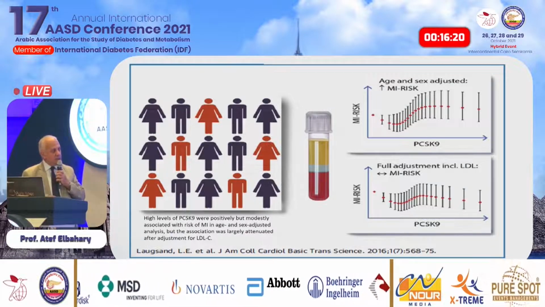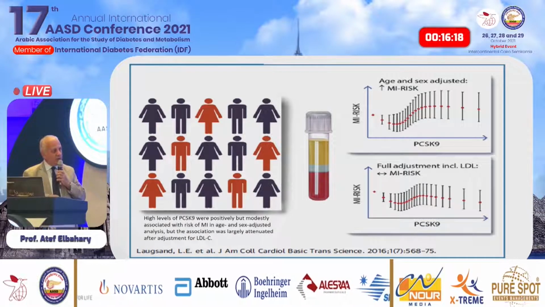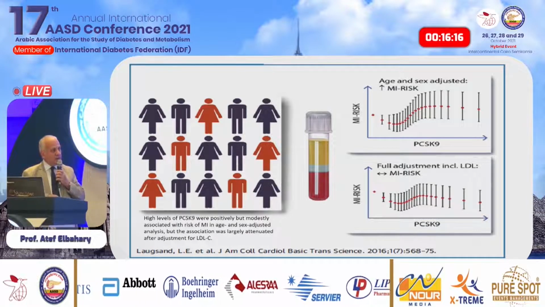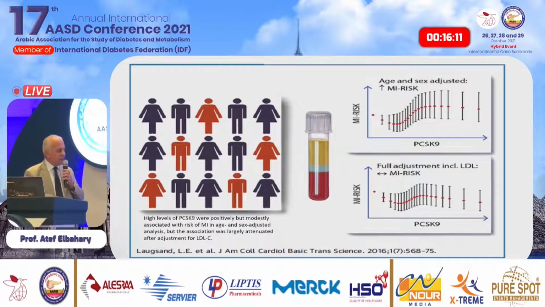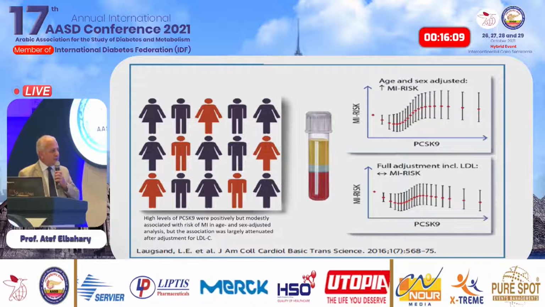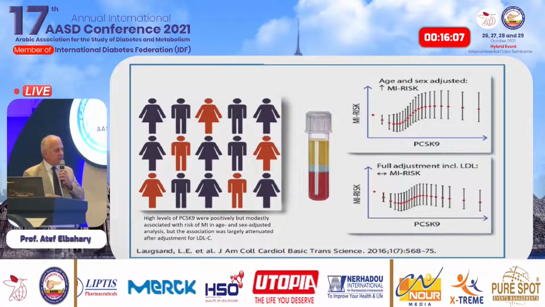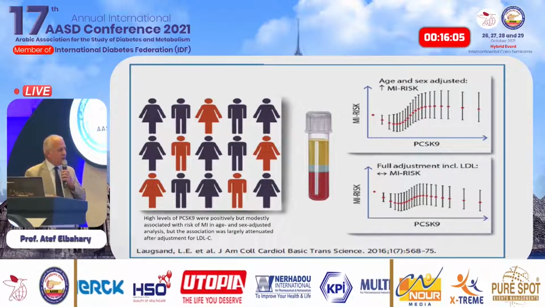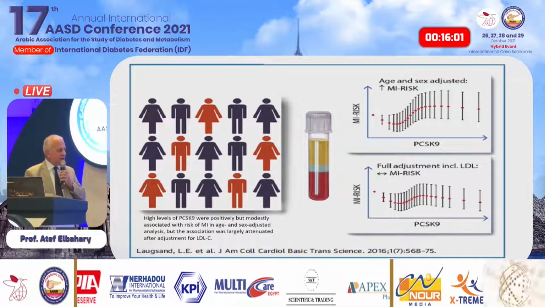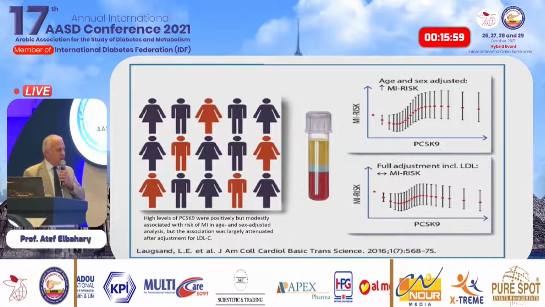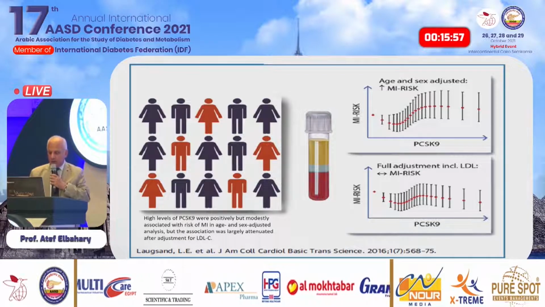And here we can see, with adjustment for LDL cholesterol, the MI risk is still present with circulating Pcsk9. So high levels of Pcsk9 were positively but modestly associated with the risk of MI in age and sex-adjusted analysis, but the association was largely attenuated after adjustment for LDL cholesterol.